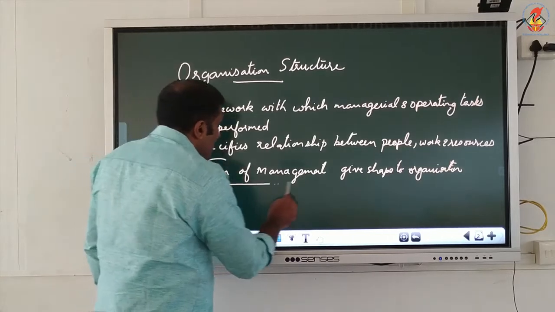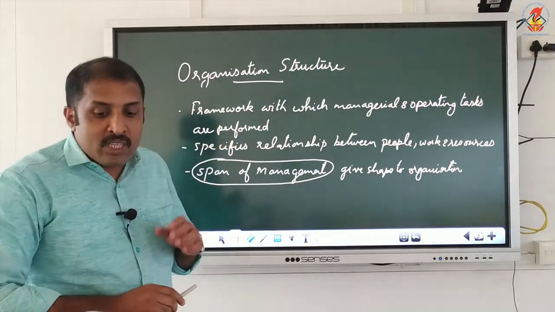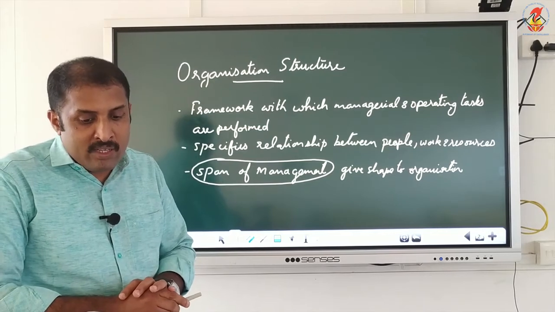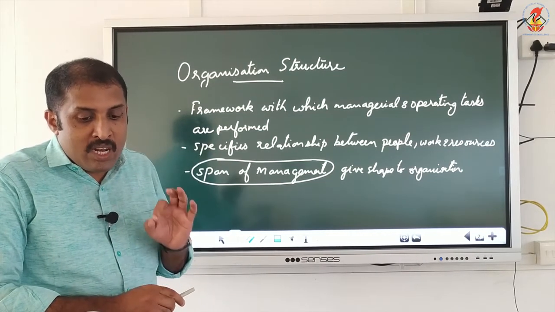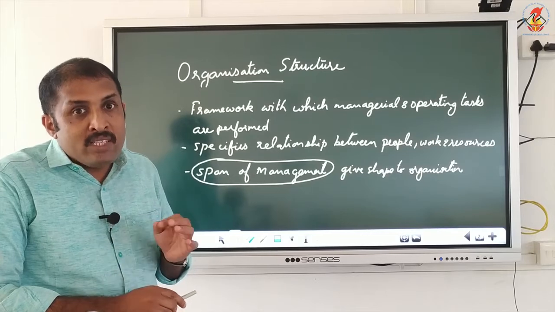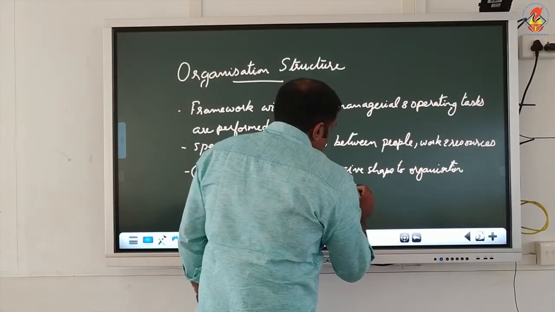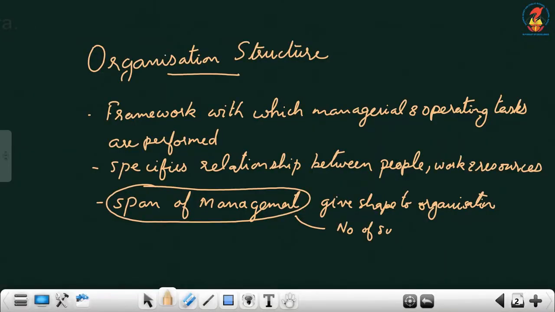Span of management is the number of employees a manager can effectively handle. Span of management is the number of subordinates a manager can effectively handle.